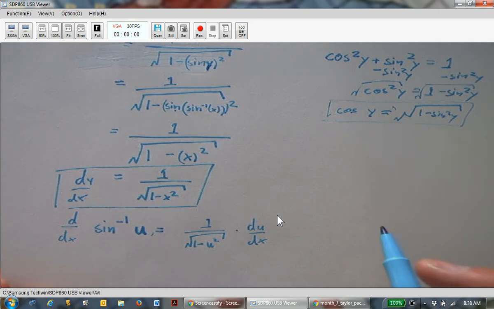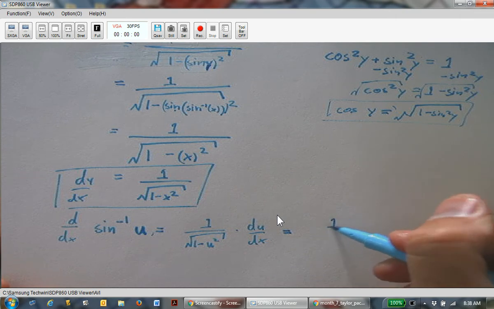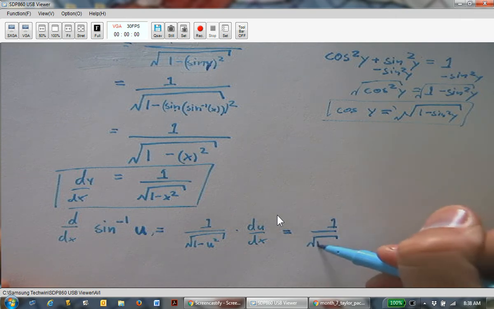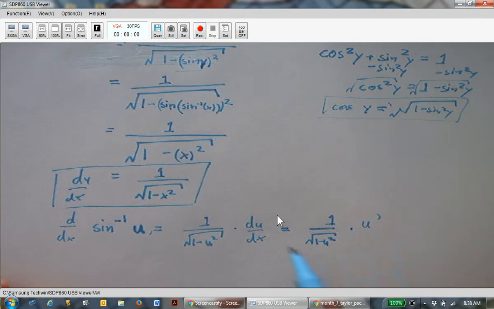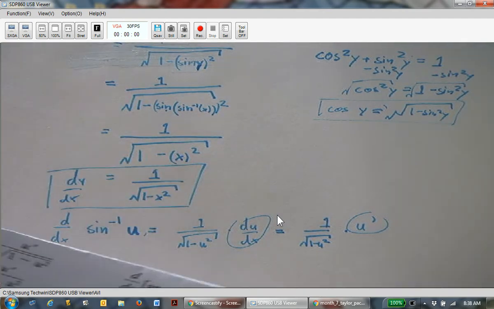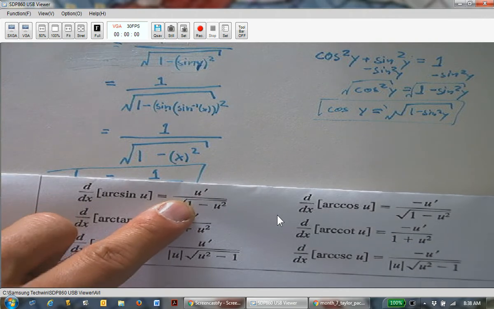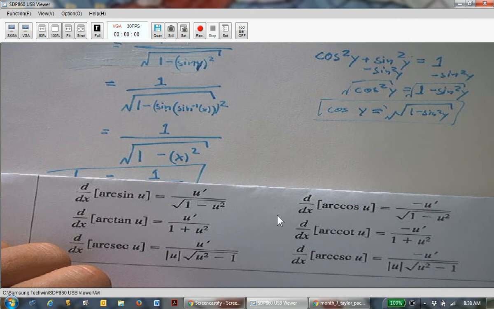And you're like, wait, what? It's the same thing as saying this, 1 over the square root of 1 minus u squared times u prime. Okay, think of this as being u prime. And then if you look back on your cheat sheet, that's exactly what you have now. You have u prime divided by 1 minus u squared.